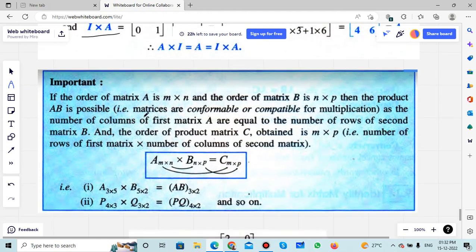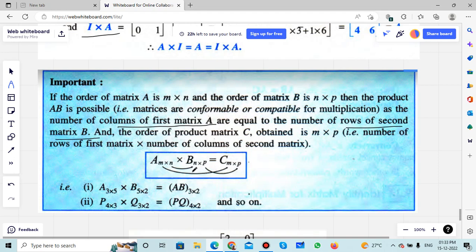Fine. The order of matrix A is m cross n, meaning m by n. The order of matrix B is n cross p, meaning n by p. Then the product AB is possible. Matrices are conformable or compatible for multiplication only if the number of columns of the first matrix A equals the number of rows of the second matrix B. So remember, columns of the first matrix A equal rows of the matrix B.